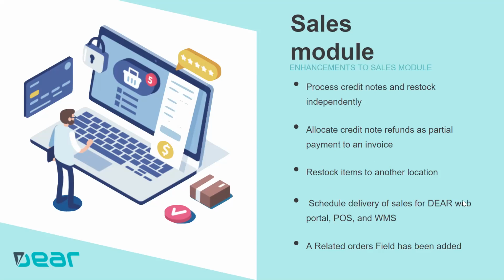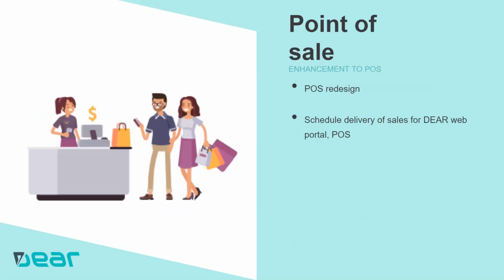And the cool thing is we've added a new field in the sales module called the related orders field. So if, on the back of a sales order, a production run, an assembly, or a purchase order has been triggered, you can see that in that sales order. You can click on related orders and see that information. So quite awesome on there. It really allows you to have that one view screen so you can see all the information and trace things back.